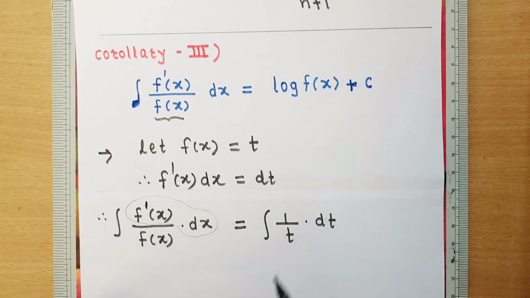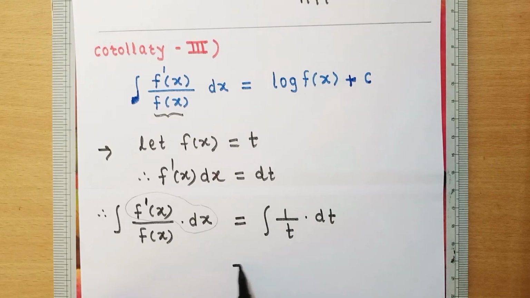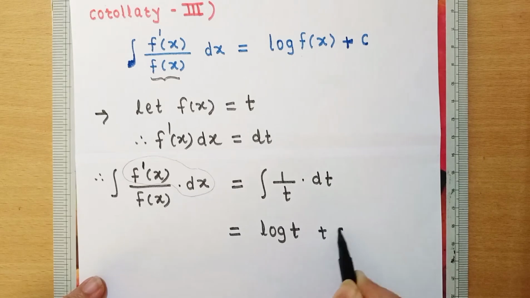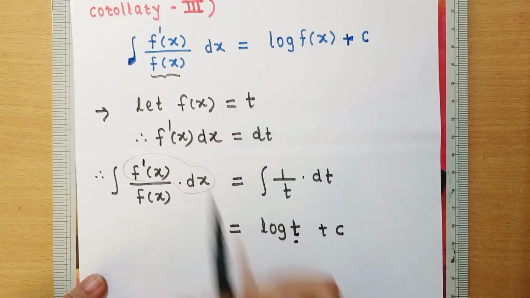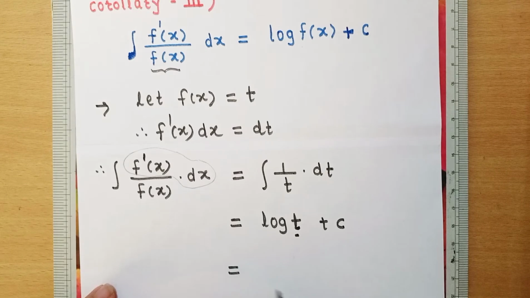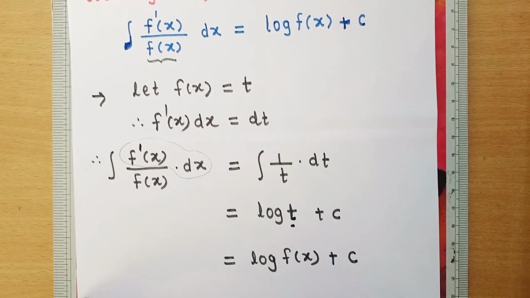Now integration of 1 upon t is log of t by standard formula. So log t plus c, and again we will replace this t by the function of x. So we will write log of f of x plus c. This is the proof of the corollary.